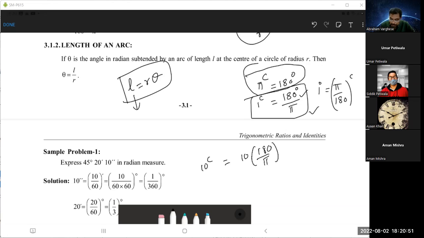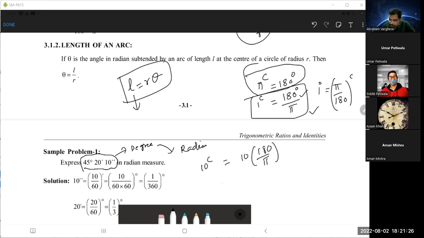Yes, sir. Okay. Now see this question. I want to convert 45 degree, 20 minute and 10 second to a radian measure. So what do you do? If it is in degree, we can easily convert. So first, we convert 45 degree, 20 minute, 10 second to degree. How much degree is there? Then from the degree, we can convert to the radian. So how to do this one?